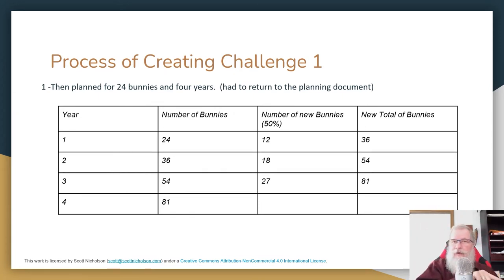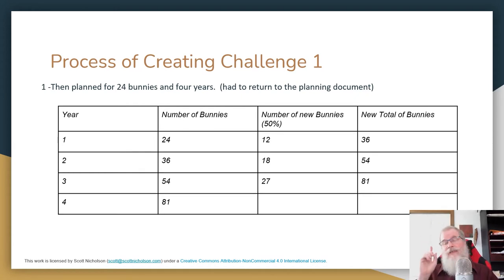We move 54 down, take half of that, that's 27. Add those together, you get 81. Move the 81 down, half of that is 40 and a half. Uh-oh, we have a problem. The problem there is that the next number is not a whole number.